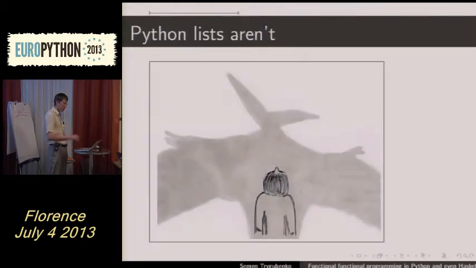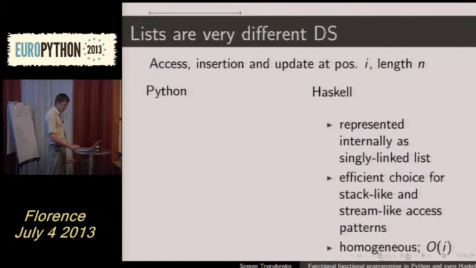So now I'd like to discuss the difference between lists in Python and lists in Haskell. They share a name, but they are very different beasts. In Haskell, a list is actually represented as a singly linked list. So there is a cell containing a value and also a pointer pointing to the next cell, and so on.